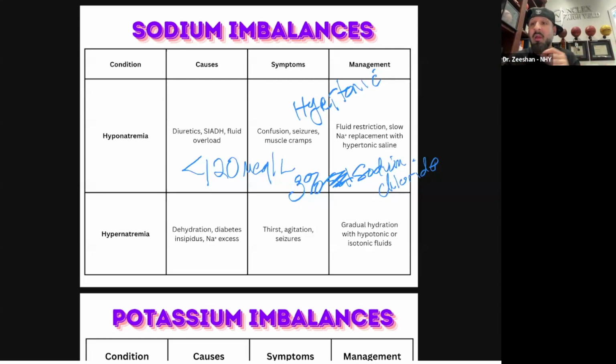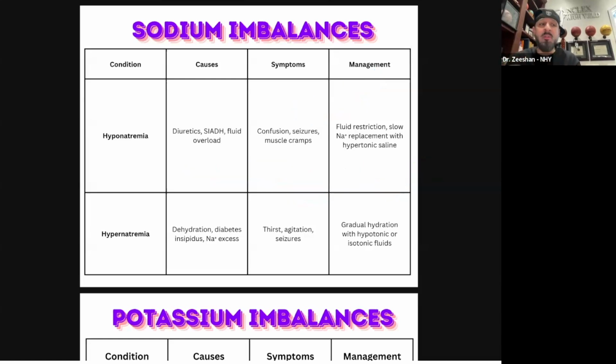Absolutely not. What we're going to do is increase this only by 4 to 6 milliequivalents per liter in the first 24 hours. That's it. So you're telling me if we're at 120, 119, we're only going to get to 123, 124, give or take? Yeah, that's it. And then moving forward, we're only going to go up to 8 milliequivalents per day.